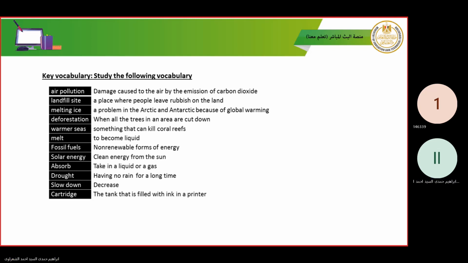Here we have a number of important words, about 10 words, and these are very important words. Air pollution, landfill site, melting ice, deforestation, warmer seas, melt, fossil fuels, solar energy, absorb, drought, slow down, cartridge. Okay, let's move on to the next part and let's see these words when they are used in a text.